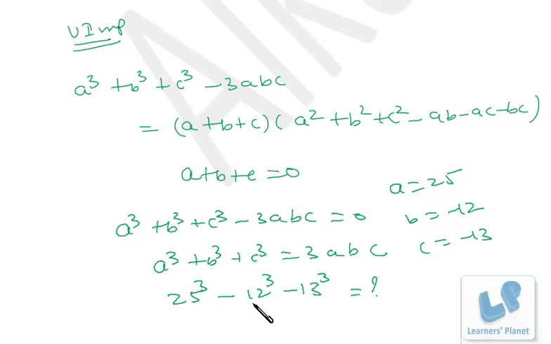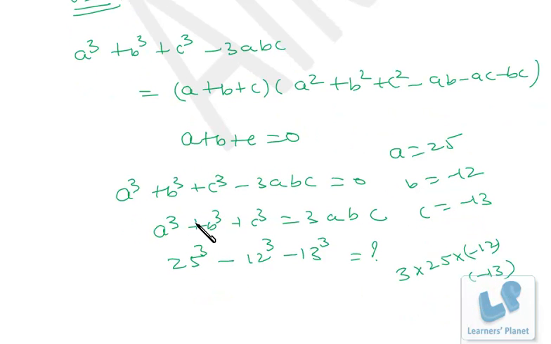So a plus b plus c is 0. That means a cube plus b cube plus c cube. Here this plus is actually converted to minus, but the identity will remain the same. We replace b with minus b and c with minus c, so it doesn't matter, the identity will remain the same. So a plus b plus c is 0, that means a cube plus b cube plus c cube will be 3abc. Here a is 25, b is minus 12 and c is minus 13. So precisely it is 3 into 25 into 12 into 13. So this very big expression has been converted to a very small expression.